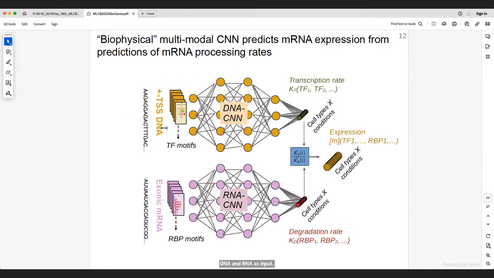And importantly, the DNA input, in this case 40 kilobases, is only predicting the transcription rate, whereas the exonic mRNA part, the mRNA model, is only predicting the degradation rates that we have from the RNA-seq data. And then the eventual expression that we measure is only predicted indirectly as the log ratio between the transcription rate and the degradation rate.